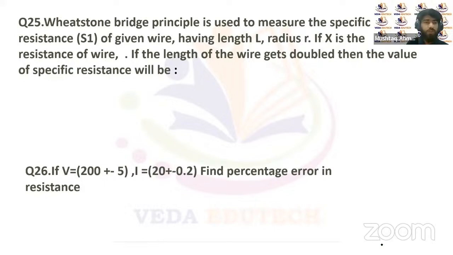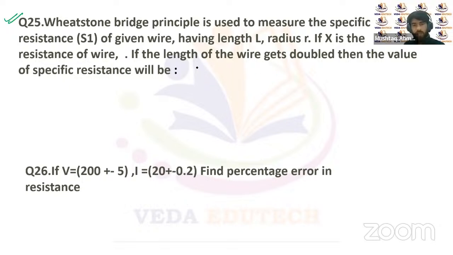Now let's talk about question number 25. It's a similar question we discussed before also, and the same type of question was asked again in the JEE Mains, in the January session. Wheatstone bridge principle is used to measure the specific resistance of a given wire having length L, radius R. If X is the resistance of wire, if the length of the wire gets doubled, then the value of specific resistance will be.